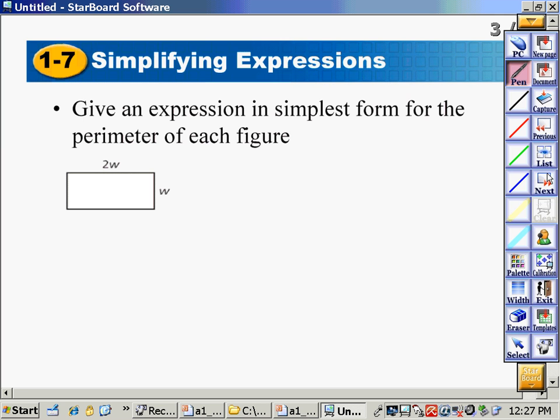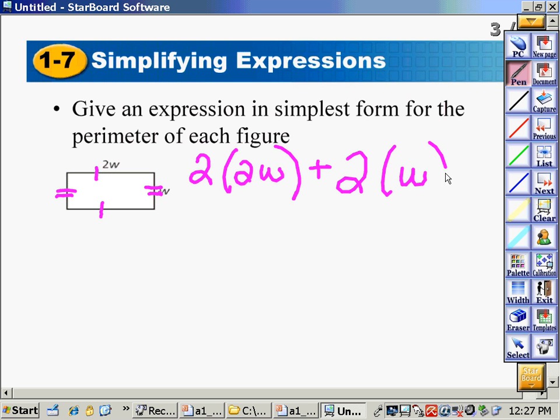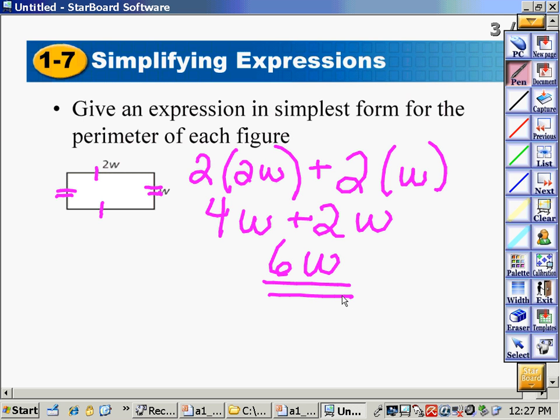Let's try one of these, the perimeter of a rectangle. There are 2 sides that are both 2w. So we have 2 sides of 2w. There are 2 sides that are both w's. 2 w's. This will make 4w plus another 2w, which gives a final answer of 6w, simplifying as far as you can.